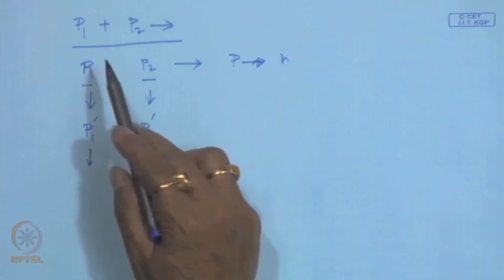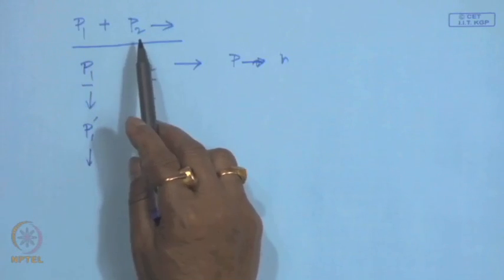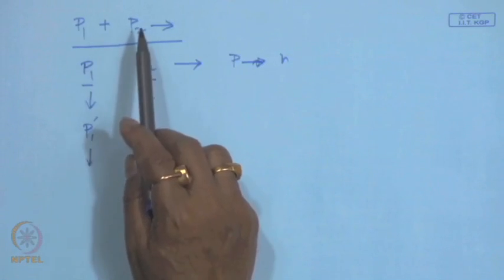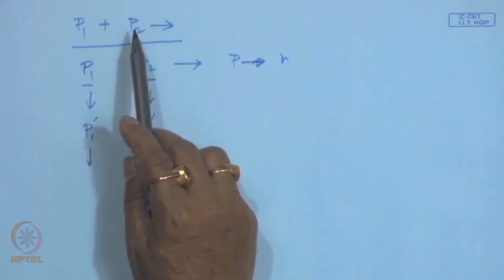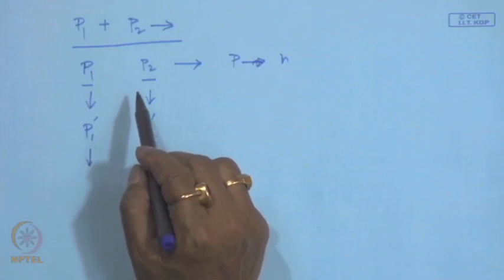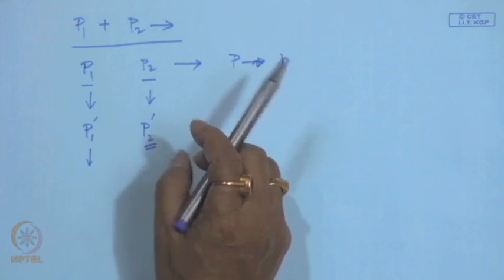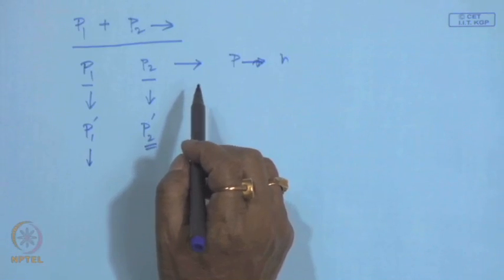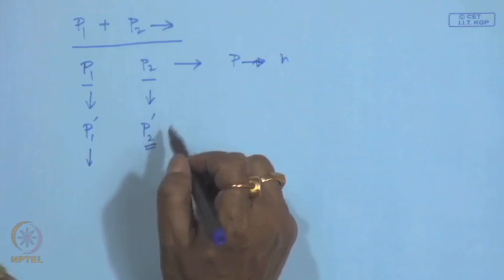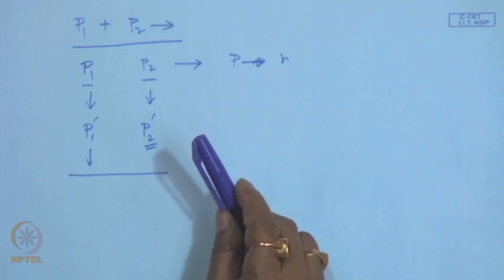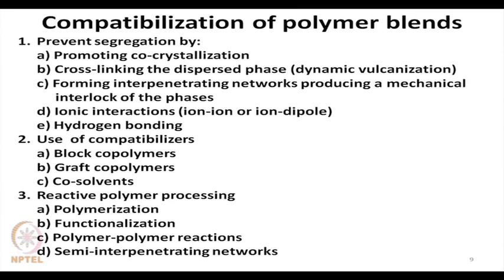Now, polymer 1, as I mentioned earlier, can have some functional group, and polymer 2, P2, can have another functional group of opposite nature. If they are of opposite nature, then the functional group of P2 can react with P1, and these two polymers can interact with each other, and the product will be a new material having different properties. Then the semi-interpenetrating network, this is also another technique by which we can develop new properties, or we can compatibilize these two polymers.